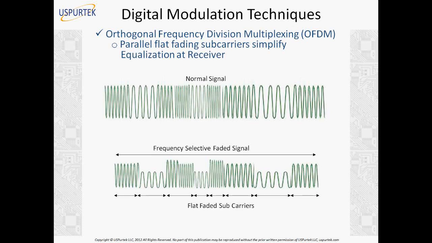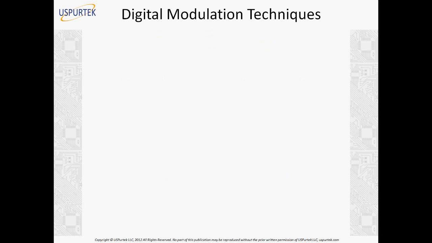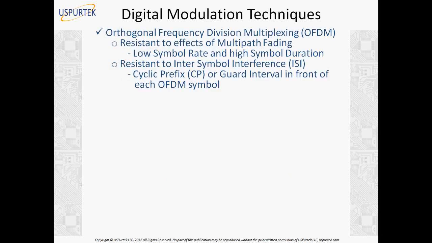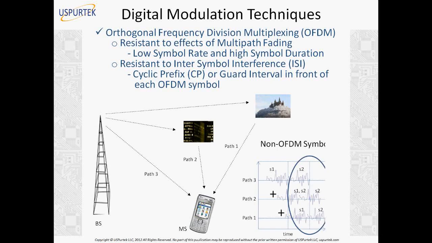Okay, so now OFDM is also resistant to the effects of multipath fading. Why is it resistant? It has a low symbol rate. Low symbol rate derives from our low data rate. Each subcarrier carries a much lower data rate, so our symbol rate is low. That means our symbol duration is high. That means the information in the symbol stays for a longer time over the channel. If that is the case, it will reduce multipath effects. It's also resistant to inter-symbol interference, ISI.